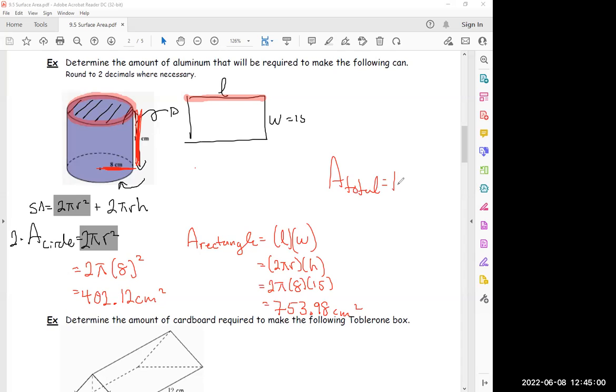So together, I will add it for you. This becomes 1,156.10 centimeters squared. Yes. On the formula sheet, it says your area is pi r squared, not 2 pi r. Yes, the area of one circle is pi r squared. But I have two. Yeah.